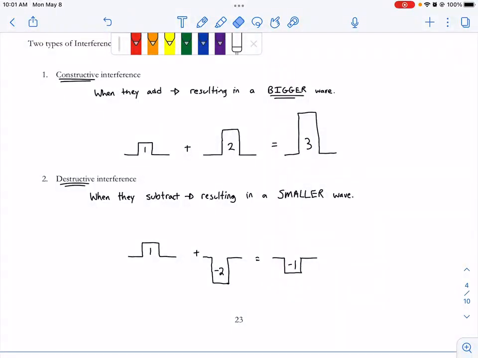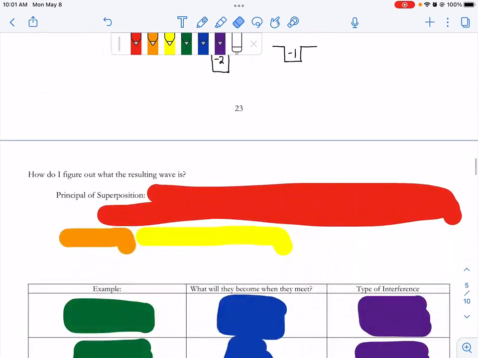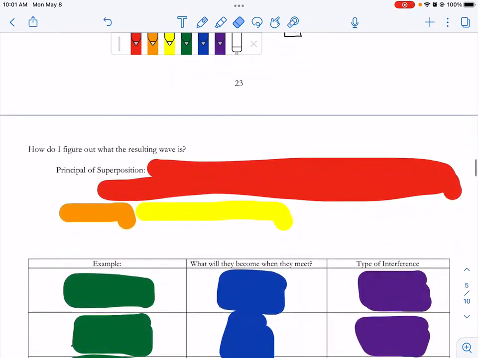So this idea here where we're just adding the waves or subtracting the waves to see what the resulting wave is, is actually called the principle of superposition. And that's how you figure out what the resulting wave is going to be. And so we're going to write out the principle of superposition here.